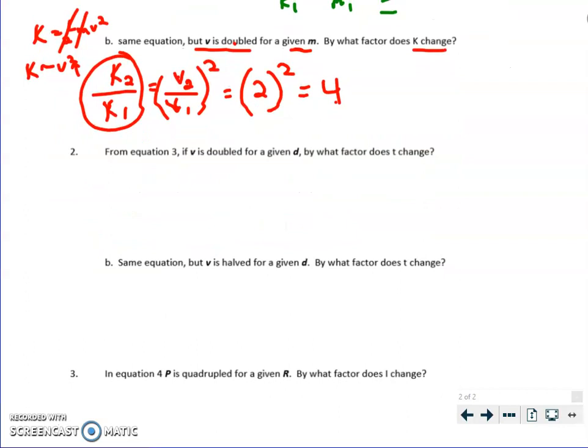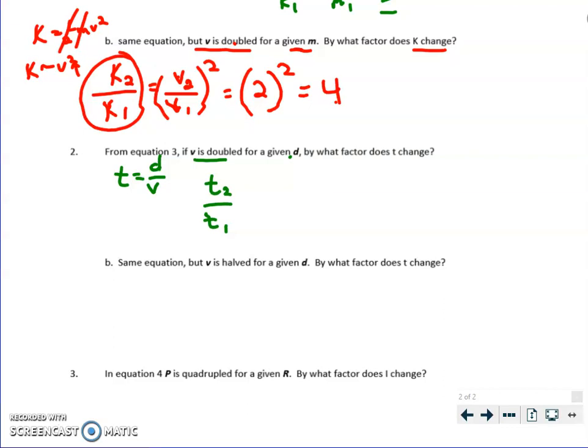Equation 3, which I believe is T is D divided by V. Okay, so V is doubled for a given D. By what factor does T change? So I'm looking for T2 over T1. Now this might be a little bit confusing. There's another way of doing it.